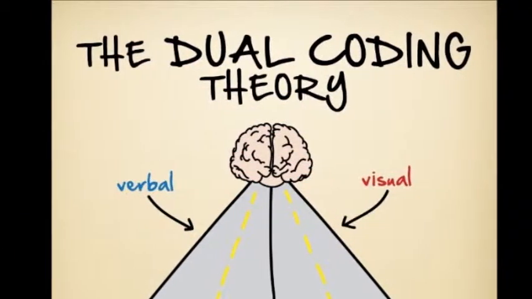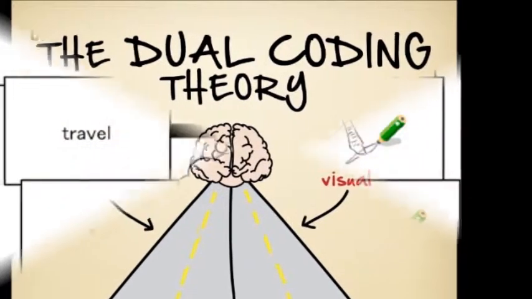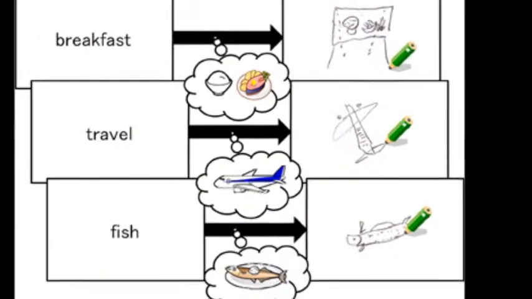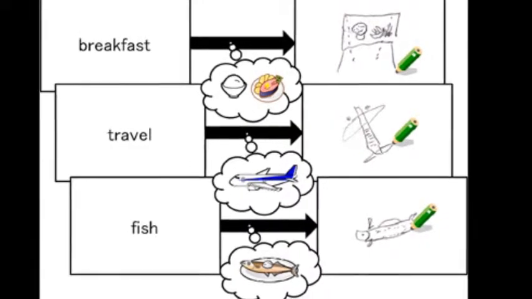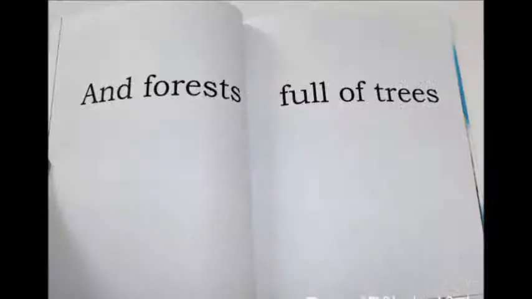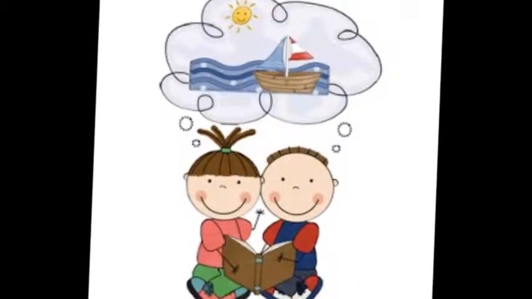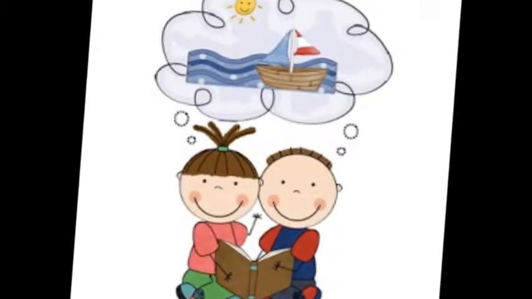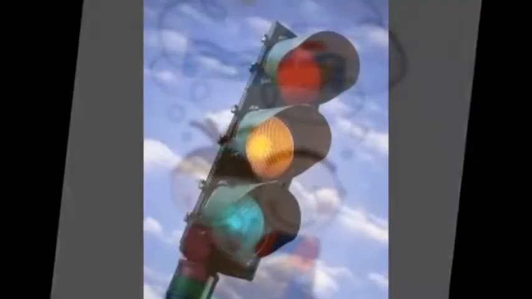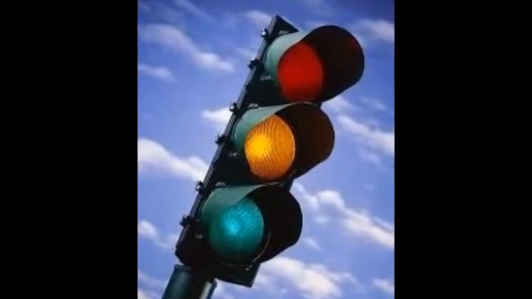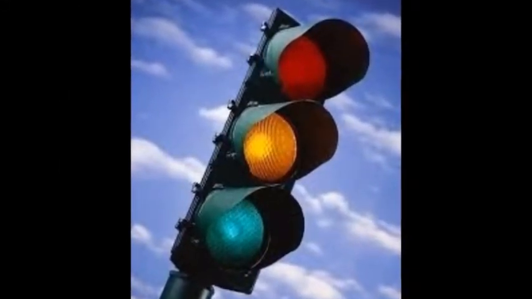Next, let's move on to dual coding theory. Dual coding means verbal imagery and visual imagery. One code of the brain is used for representing and processing language. Another code is representing and processing non-linguistic objects. In other words, you're imagining pictures as you read. These codes help us experience the world through our own eyes.